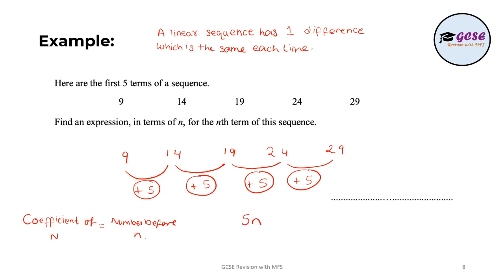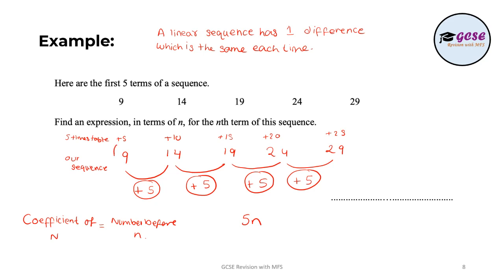Okay, so if we're adding 5, our coefficient of n, the number before n, is going to be 5n. Now because we're adding 5, we're going to write down the 5 times table on the top of the sequence. So positive 5, positive 10, positive 15, positive 20, positive 25. So we've just written down the sequence at the top. Now how do we get from the 5 times table to the sequence? So this is our sequence. We need to work out how to get from the 5 times table to our sequence.